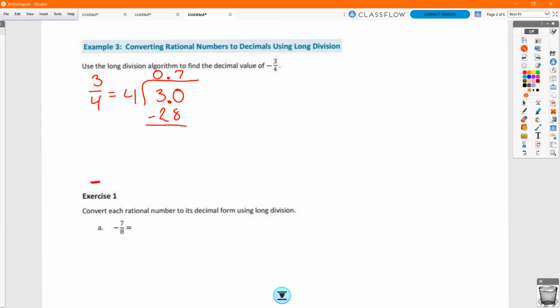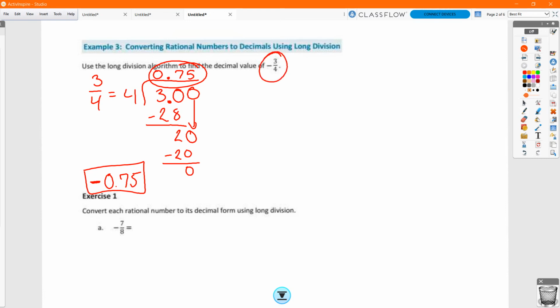Now we subtract. 30 minus 28 is 2. Still not done. We have to add another 0 and drop it down. Can 4 go into 20? It can, 5 times. 5 times 4 is 20. 20 minus 20 is 0. So my decimal is 0 and 75 hundredths, or negative 0.75. It stays negative because that's what was expressed in the original problem of negative 3/4. All right, let's continue on down here at the bottom.